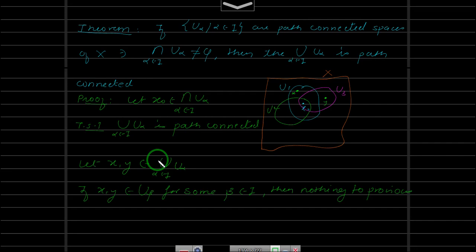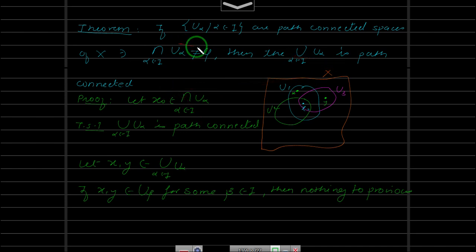Welcome back in the series of videos on topology. We are looking at path connected spaces. In the previous video, we have seen this theorem which states that if you have a collection of path connected spaces and if they have a point in common, then the union is path connected. And we have given a proof.